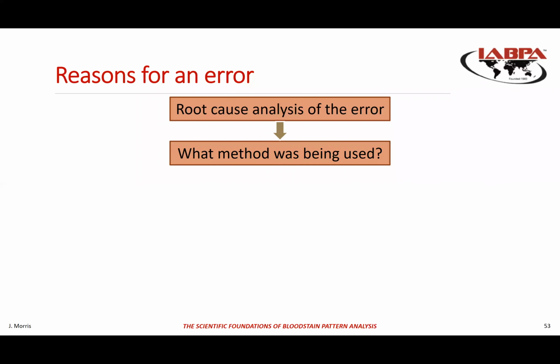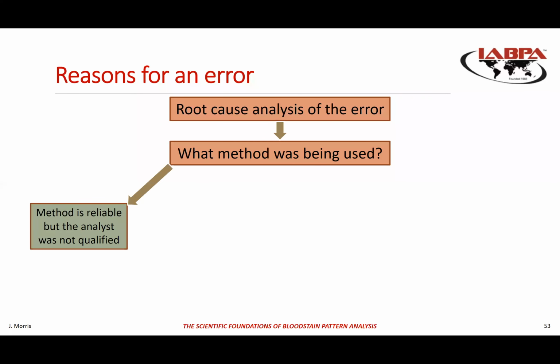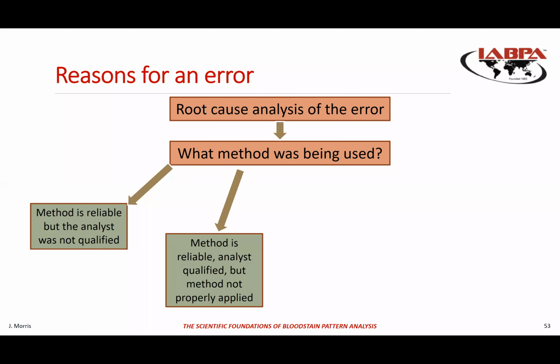Once we identify the method, there are four possible answers as to what caused that error. One is that the method is reliable, but the analyst is just not qualified. This is a good recipe for an apple pie, but that person is not a cook, and that's why it messed up. Another is that the method is reliable, the analyst is qualified, but they did not properly apply the method. They made a mistake in the application of the science. The science is valid, the method is valid, the analyst is qualified, but the analyst made a mistake.